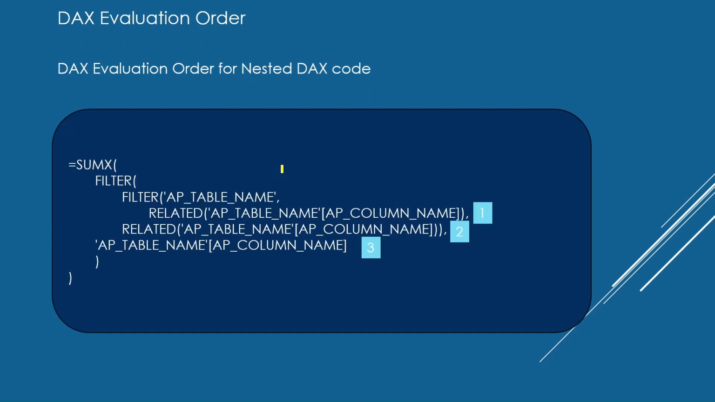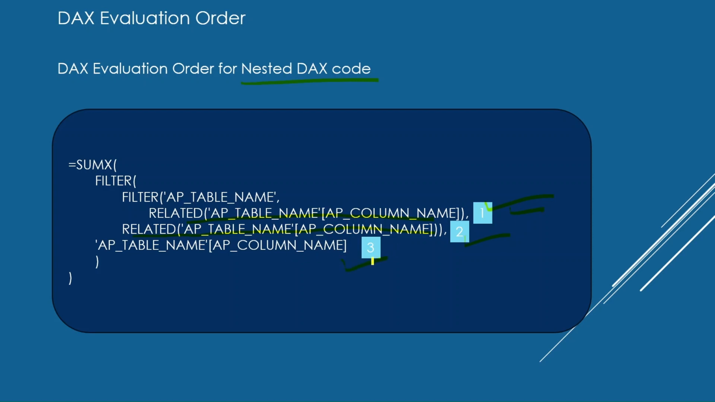Let's discuss this one. This is nested DAX code. In nested DAX code, the innermost will execute first. What is the innermost? The innermost is this one, right? That's why this will execute first. After that, this will execute, because this is the code just above the innermost. So this will execute after this one, and this is the last.